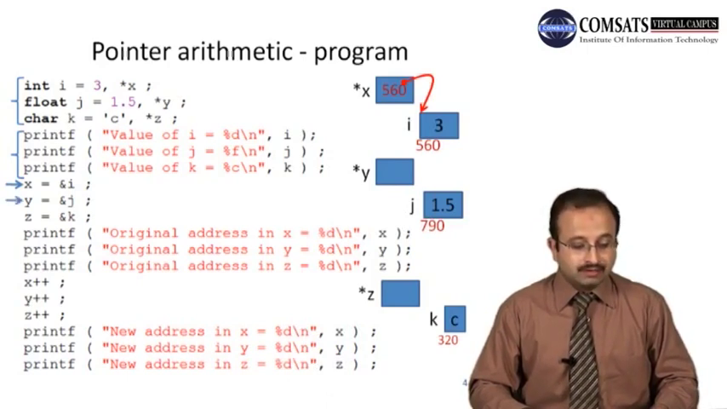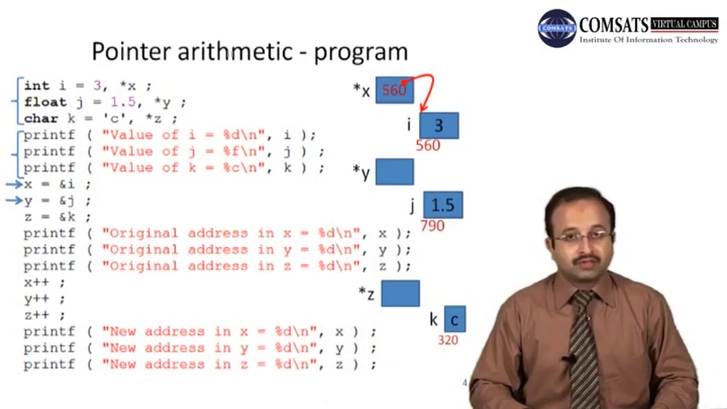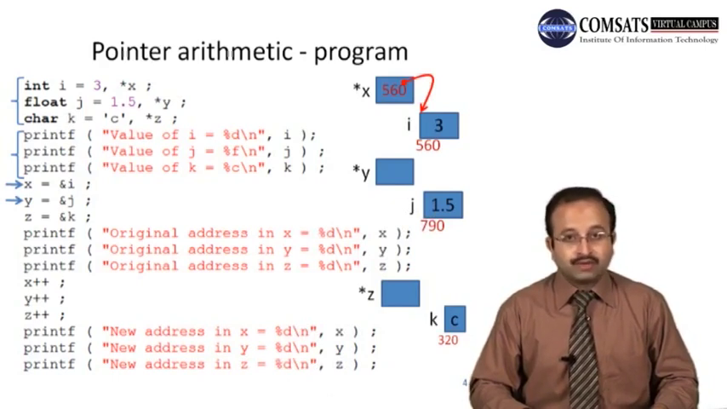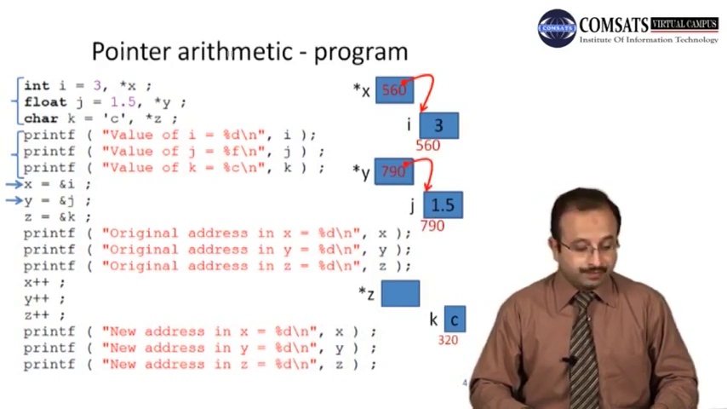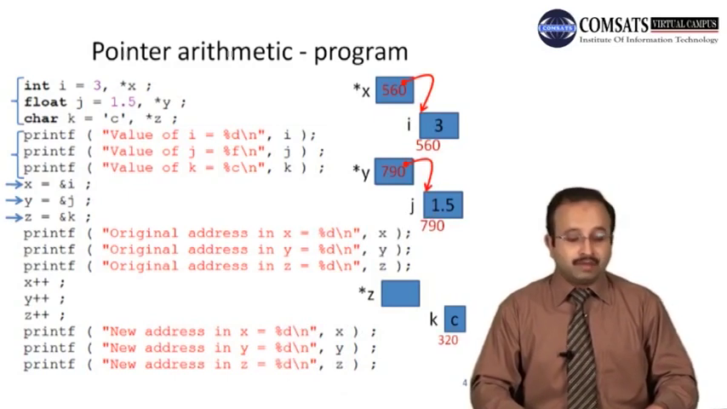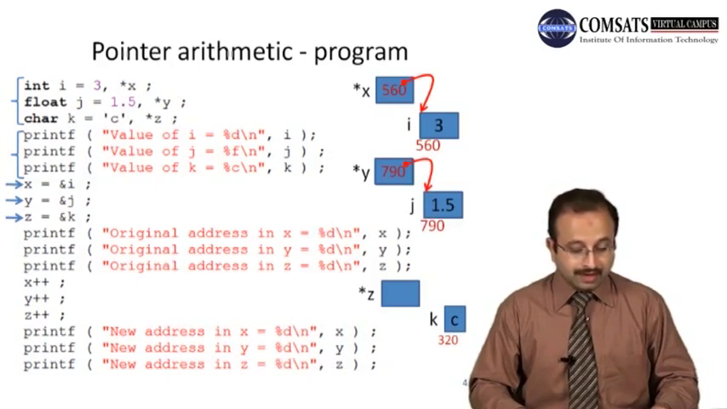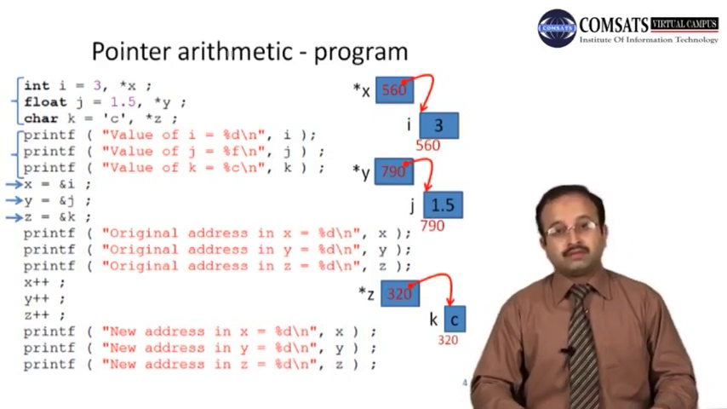The next statement is Y is equal to &J. &J is address of J. So address of J is 790, and here we are assigning that address to a pointer variable Y. So Y contains the value 790, and it is pointing to a memory location that is associated with the variable J. The next statement, we are initializing a 3rd pointer with the address of the memory that is associated with the variable K, and that memory address is 320. So 320 address will be assigned to Z, and now Z pointer points to the memory that is allocated or associated with the variable K.